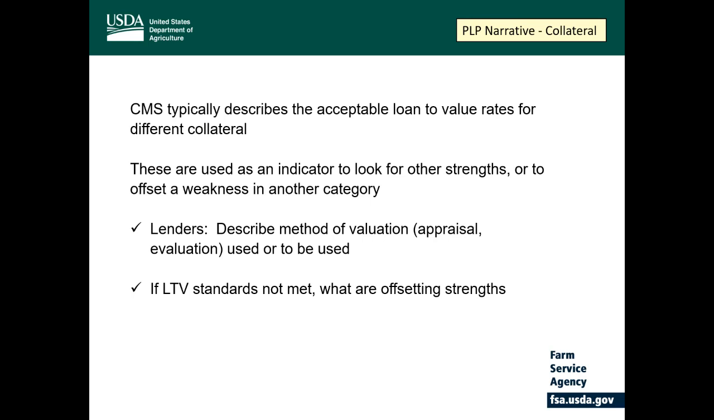The CMS is typically going to have a list or description of what your acceptable loan to value rates are for different collateral. If it's outside of those, that's where we'd be looking for offsetting strengths. I think lenders are pretty good at that for the most part. Describe your method of valuation. Are you using an appraisal or evaluation? And if the loan to value standards are not met, but it's still fully secured, what are the offsetting strengths?